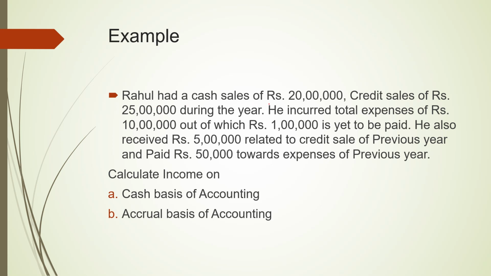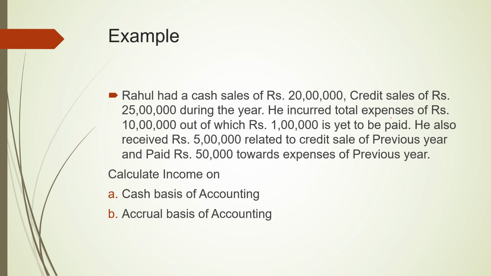Rahul had cash sales of rupees 20 lakh, and credit sales of rupees 25 lakh during the year. So with cash sales, when the sale is made, you are going to get the money immediately. But when there's a credit sale, you are creating a debtor who is going to pay at a later date. The amount is not being received immediately, but still it's income of the year.